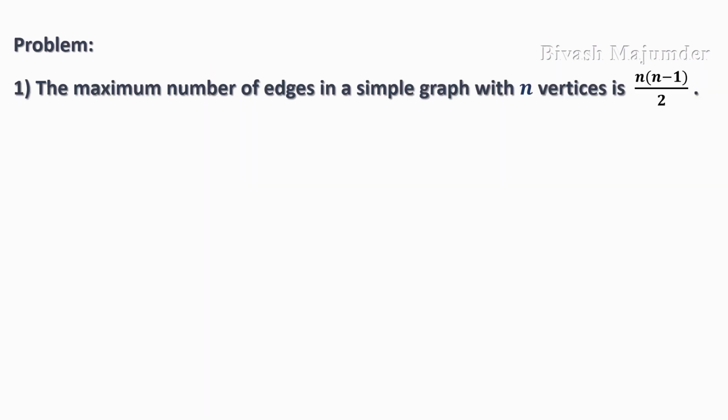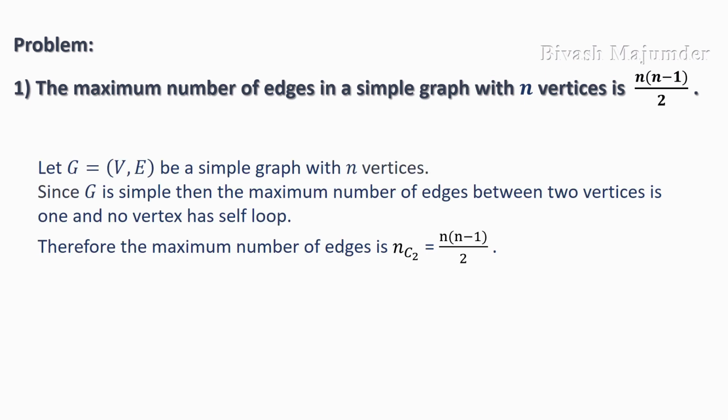Now, we show that the maximum number of edges in a simple graph with n vertices is n into n minus 1 by 2. To prove this, let G be a simple graph with n vertices. Since G is simple, the maximum number of edges between two vertices is 1 and no vertex has a self-loop. Therefore the maximum number of edges is nC2, which equals n into n minus 1 by 2.